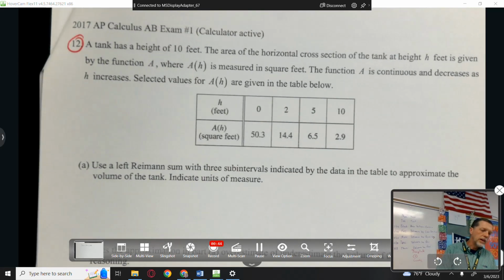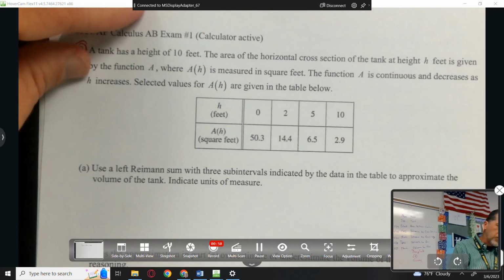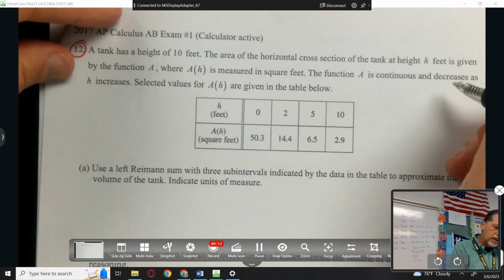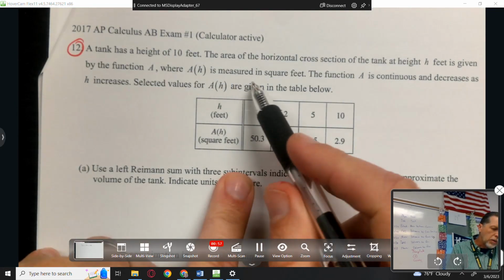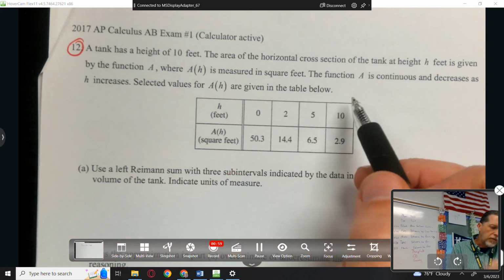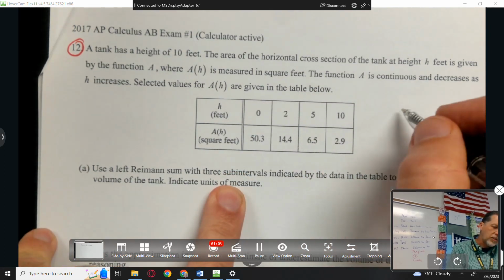Sure. Number 12. A tank has a height of 10 feet. The area of the horizontal cross-section of the tank at height h is given by the function A, where A is measured in square feet. The function A is continuous and decreases as h increases.